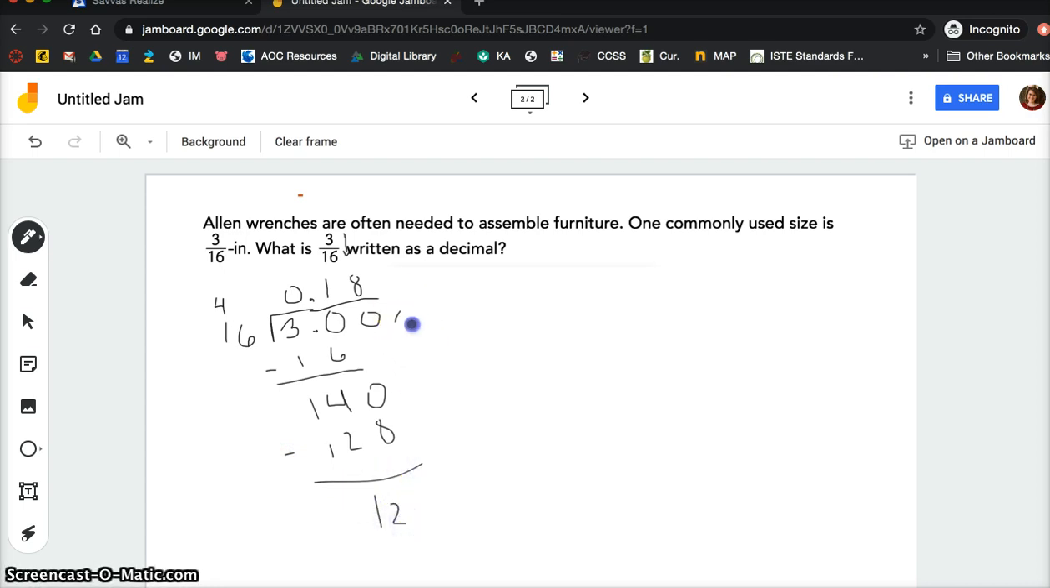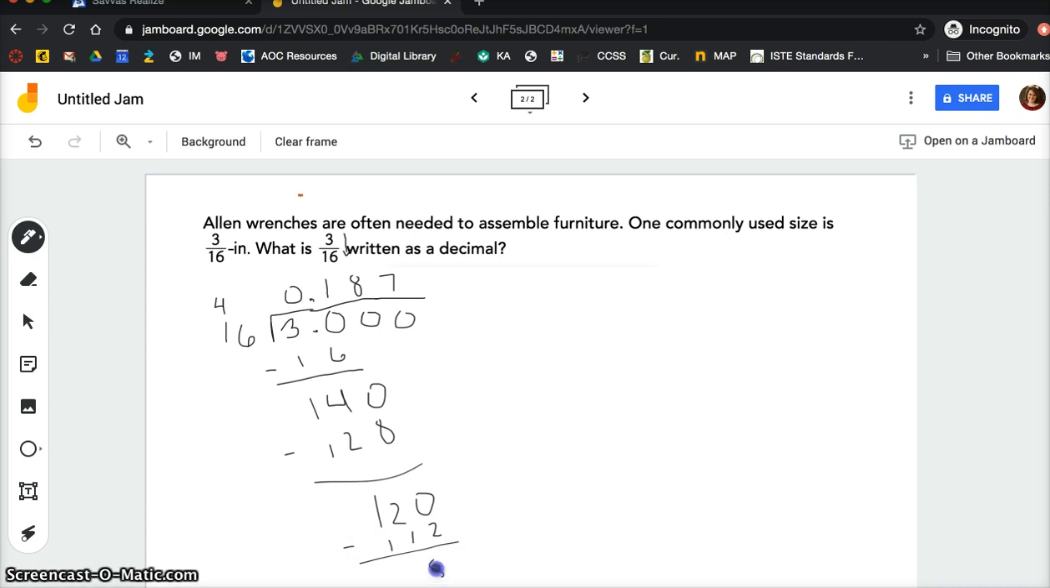I'm going to add another 0 to keep going. I want to look to see if this number is going to repeat or if it's eventually going to end. So I'm going to keep going for at least 3 or 4 decimal places. How many times does 16 go into 120? Well, it went into 148 times. That was 128. So this is going to be a 7. 7 times 6 is 42. 7 times 1 is 7, plus 4 is 11. We'll subtract and bring down.